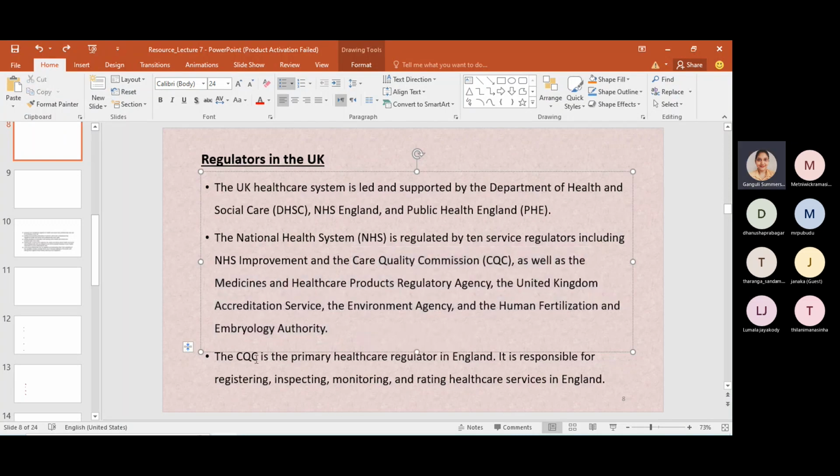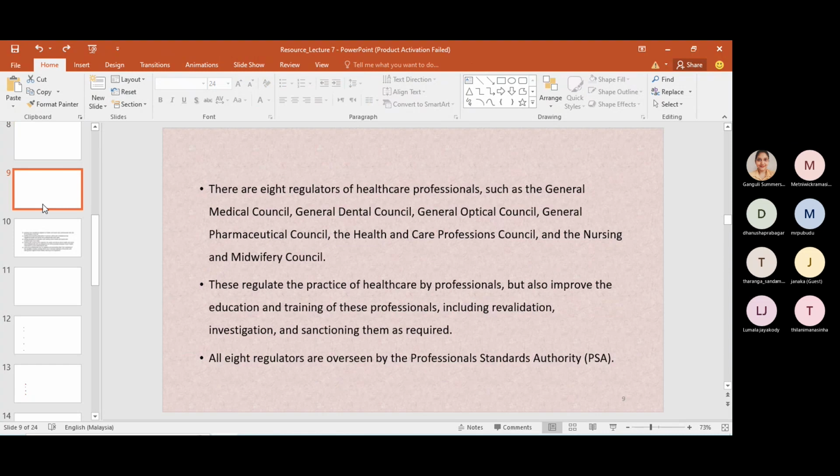Okay, so CQC means Care Quality Commission. Here you can see the full form, Care Quality Commission, or CQC. CQC is the short form for Care Quality Commission. Okay, so CQC is the main healthcare regulator in England, and it is responsible for registering, inspecting, monitoring, and rating healthcare services in England.